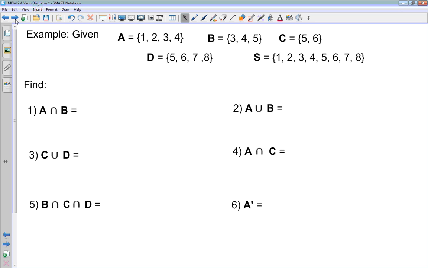Okay? So the first thing it asks us to find is A intersection B. So what does this mean? It means all of the elements that are in A and are in B. So we look at set A and we look at set B and we look for things that are in both of them. Well, let's see. 3 is in A, 4 is in A, 3 is in B, 4 is in B. So the intersection of A and B is the set consisting of 3 and 4.